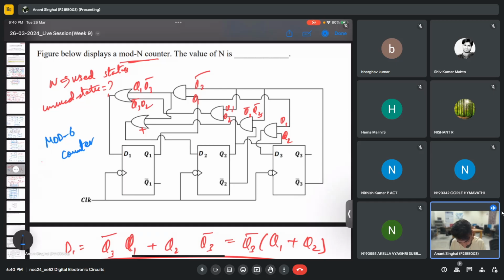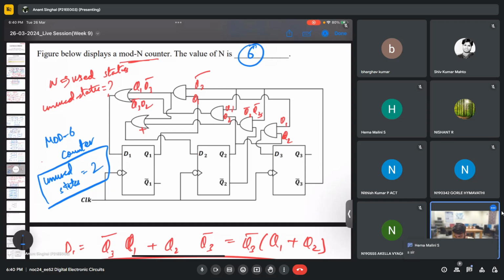So mod n counter, the value of n is 6. Here the unused states are 2. So the answer to this question is 6. Is it clear to everyone? Yes, sir. Fine, and so we can proceed, I guess.